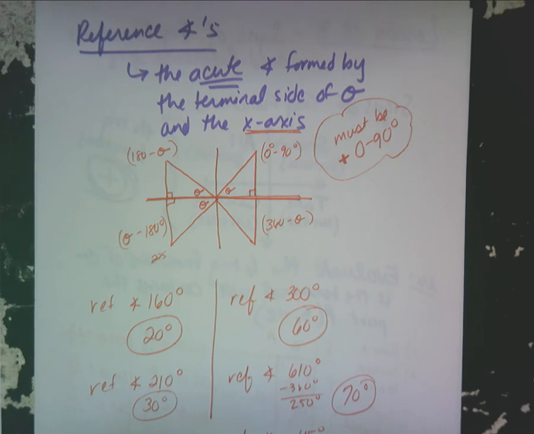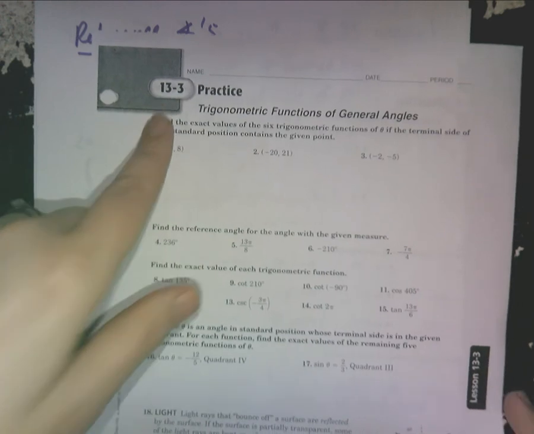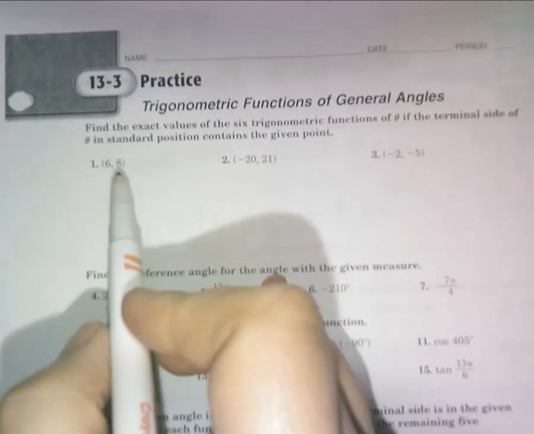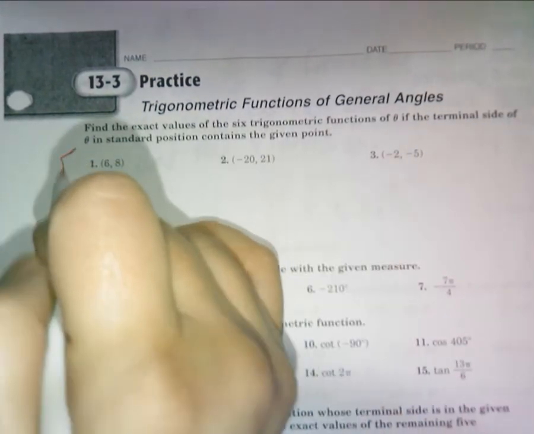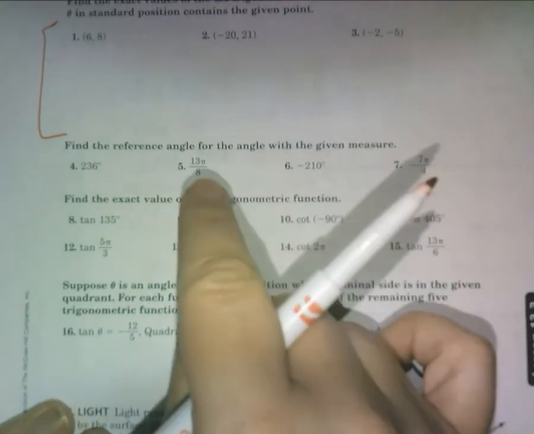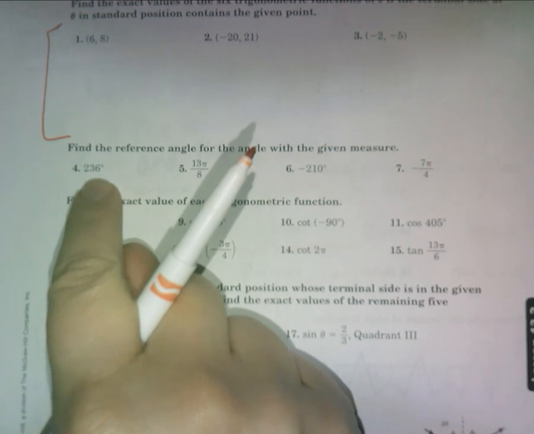And we're almost done. Okay, go to 13.3. So these first 3 questions, you have to draw the point and then make your triangles. That's pretty easy. You can do that. These next 4 questions right here, you find the reference angle. So if it's in degrees, you say, am I closer to 180 or 360?